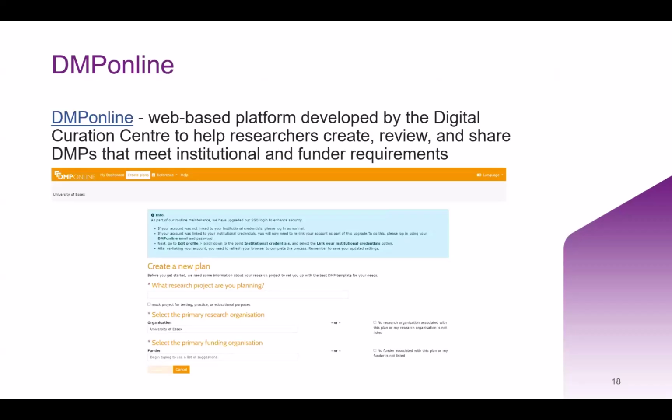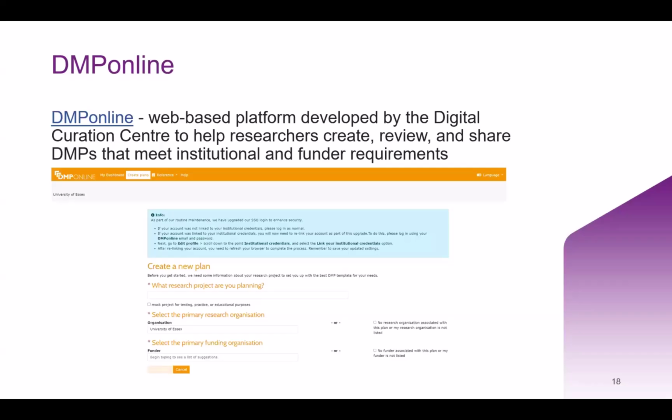The Digital Curation Centre has created this fantastic tool, DMP Online. Maybe most of you are aware of it. It is a web-based platform to help researchers create, review, and share different DMPs that meet institutional and funder requirements. If you have never had a look at it online, I urge you to, because it's a fantastic resource. They always keep in touch with the funders and the institutions to make sure that the different templates are correct and up to date. And they do provide some fantastic guidance depending on the template as well.